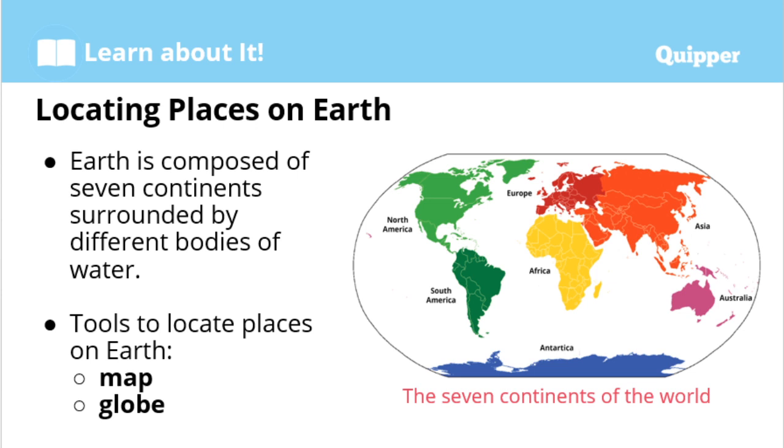So what are the seven different continents that we have here? It's your North America, South America, Africa, Europe, Asia, Australia, and at the bottom we have Antarctica. So we have 1, 2, 3, 4, 5, 6, 7.